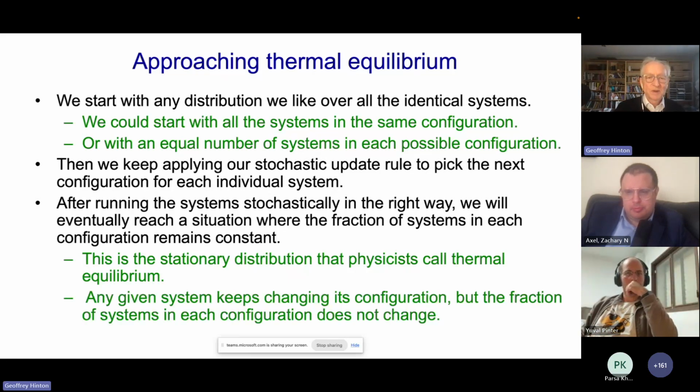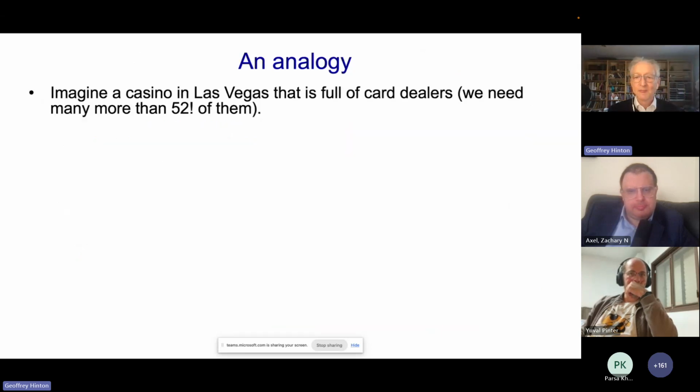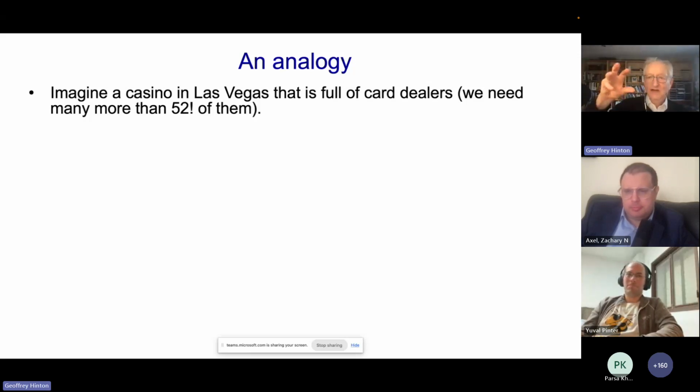Suppose you've got this huge casino in Las Vegas, and it's full of card dealers, and we need many more than 52 factorial of them. It's rather a large number of card dealers, but for a thought experiment, that's fine. Each card dealer starts off with his pack of cards in exactly canonical order, maybe the ace of spades, the king of spades, the queen of spades, and so on. Initially, all of the packs of cards are in the canonical configuration, standard order. Then they start shuffling, and they do random shuffles, not fancy shuffles that come back to the same state again, but just random shuffles.